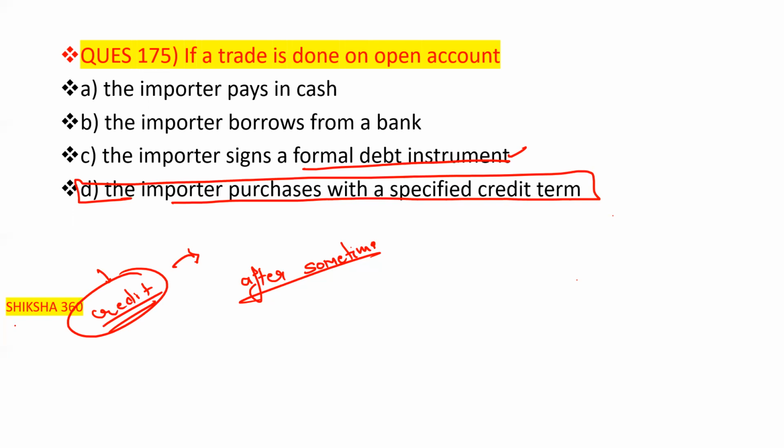So the correct answer here is option D. The importer purchases with the specified credit term, that is, they will pay after some time, or they will give you a time period, like 6 months. So option D is the correct answer, not option C, that the importer signs a formal debt instrument. This thing you have not read at any place. This one is a little bit more correct.